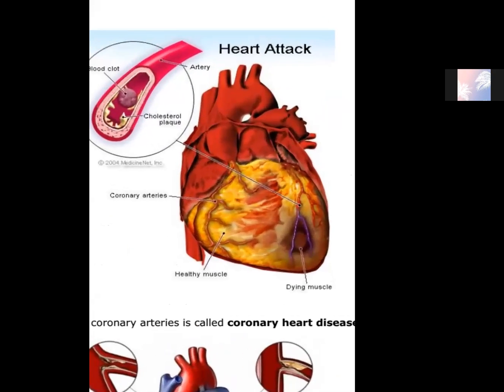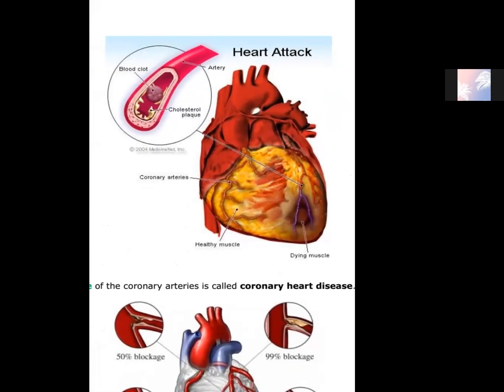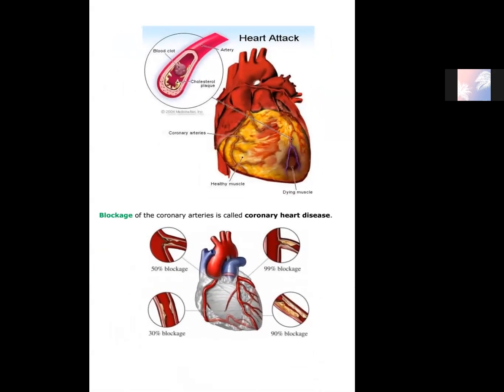So this is how the heart, or the cardiac muscles, are provided with glucose and oxygen by coronary arteries. If the coronary arteries are blocked by plaques of cholesterol, and if there are blood clots, they can block the coronary arteries to cause angina and heart attack.